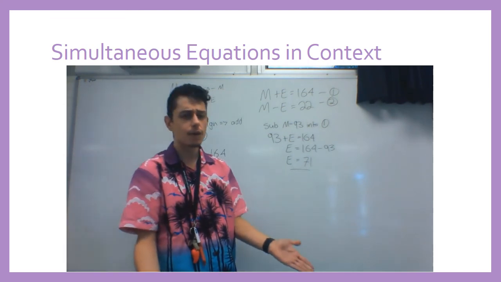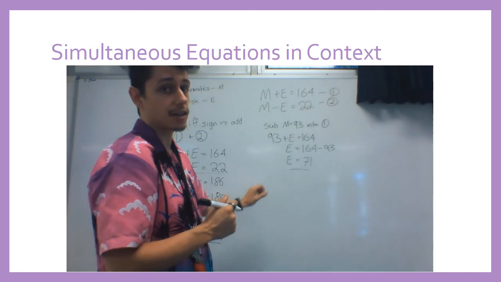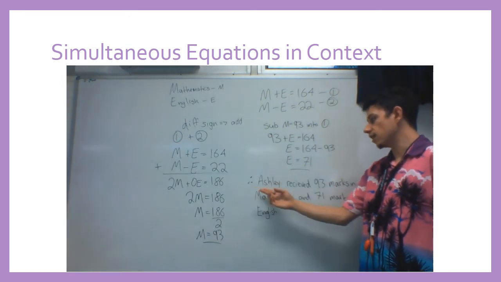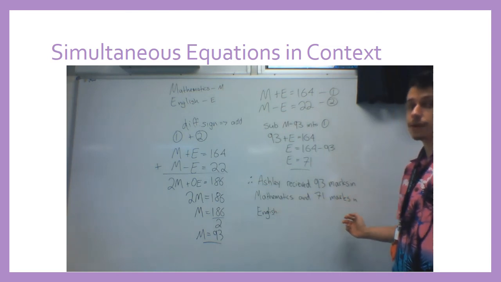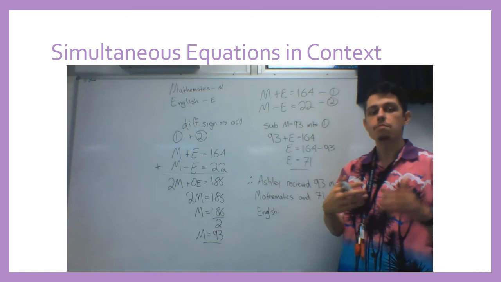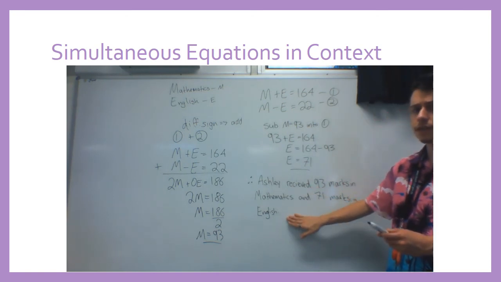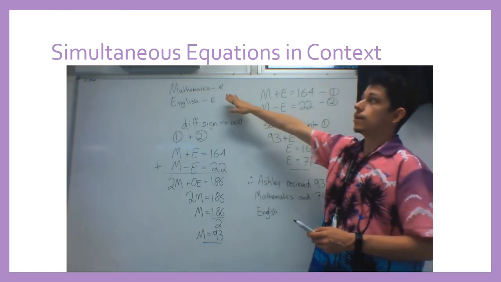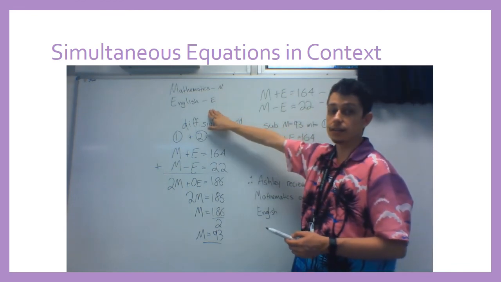So am I done? No, I'm not done yet. Of course I'm not done yet. This was a word problem, so I need to answer in words. So this is my word answer: Ashley has received 93 marks in mathematics and 71 marks in English. That's that question fully wrapped up with a word answer. This is really clear communication. I know that this 93 means my mathematics marks and this 71 means my English marks.